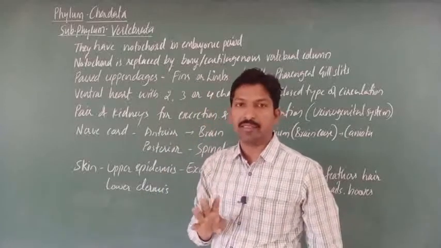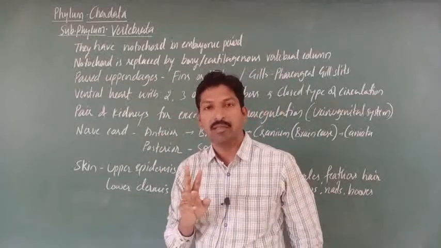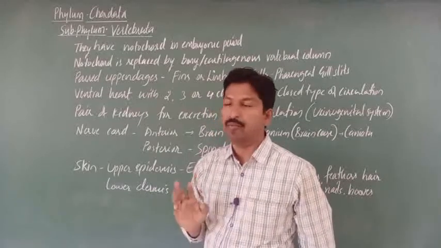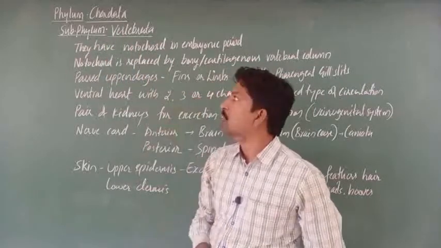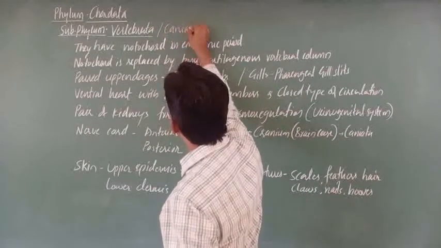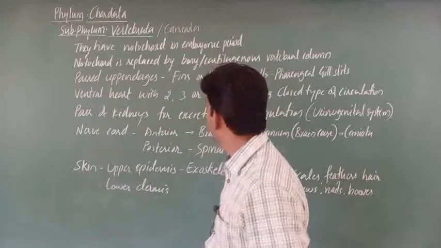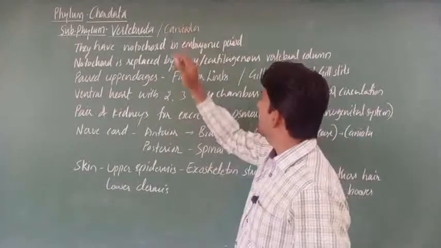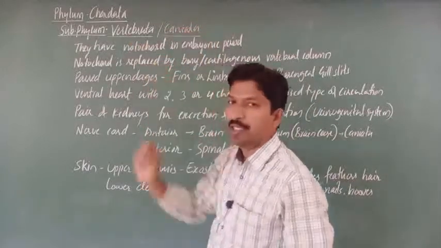So the first subphylum is Urochordata, the second subphylum is Cephalochordata, and the third subphylum is Vertebrata. It's also called Craniata, right? So this is what Craniata is. Understood? That is due to the presence of a cranium, so we also call it Craniata. This is another name for Vertebrata, right?